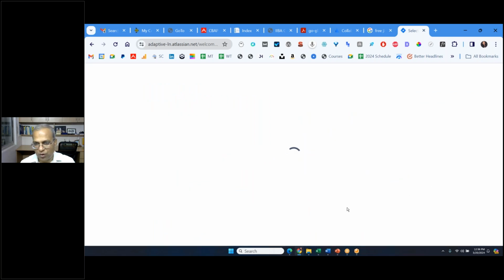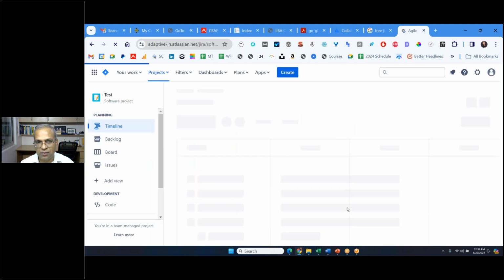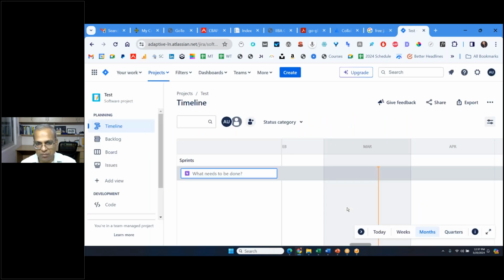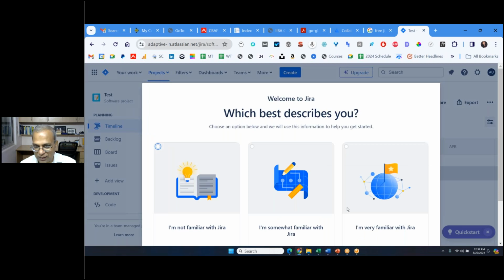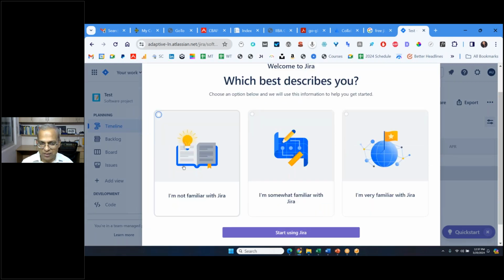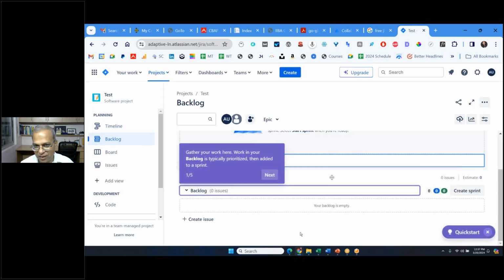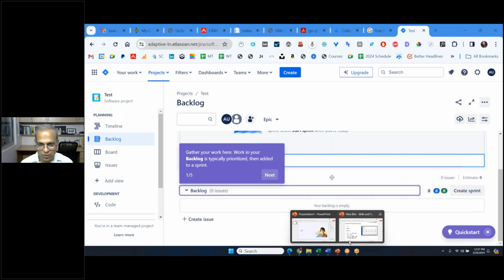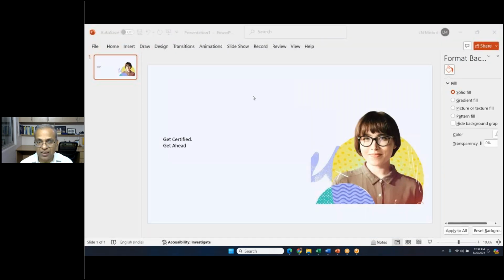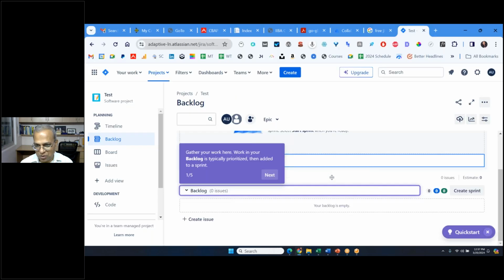I'm just going to skip all these things, because now you can see here timeline, backlog, board, so many things you can try. And maybe you start with this one. I'm not familiar with Jira, so don't worry. It will guide you and will tell you to create a backlog, do things and all. Okay. So this is the second tool that I spoke to you about, which is again free, and you don't have to worry so much about cost.